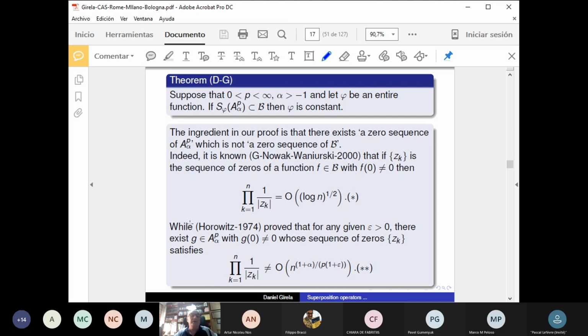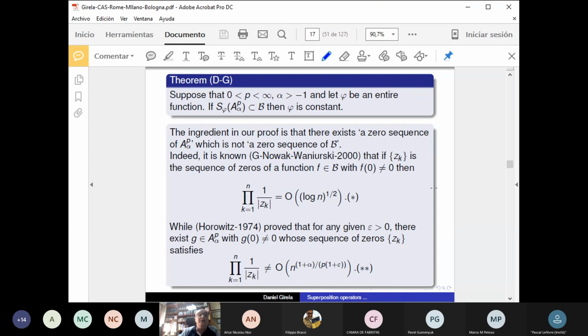And of course, you all know all the work of Horowitz on the zeros of Bergman spaces. Among other things, he proved that if we have the sequence of zeros of a function in a Bergman space and we consider this kind of product, the growth is logarithmic, and actually it's sharp. There are some cases where it is actually of this kind. We cannot put here anything smaller than a logarithmic way. So in this way, what I said before is quite clear. There is a function in the Bergman space A^p_alpha whose sequence of zeros cannot be the sequence of zeros of any Bloch function.